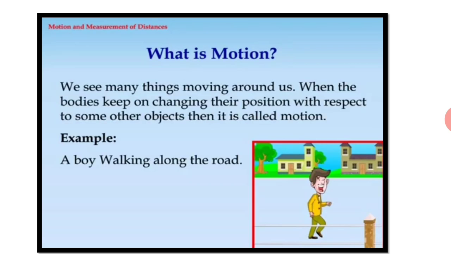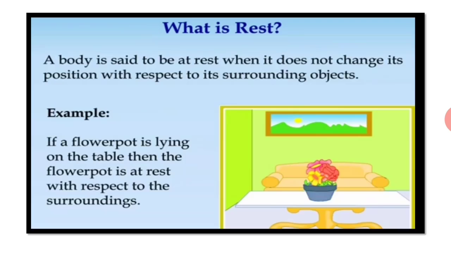How do you see that a thing is moving? You compare it with the position of another object which is at rest. A boy is walking along the road, which means the road is at rest and the boy is walking, so we know that the boy is in motion. And what is rest? A body is said to be at rest when it does not change its position with respect to the surrounding. For example, a flower pot is lying on the table, so the flower pot is at rest with respect to the surrounding. This is what we mean by motion. Now there are different types of motion which we will study in our next class.